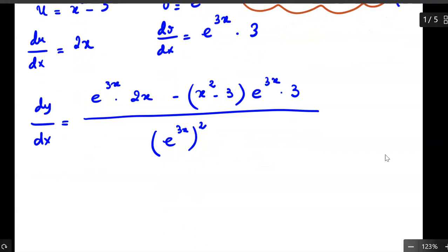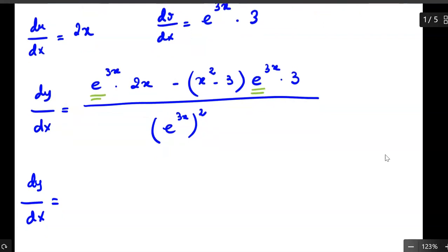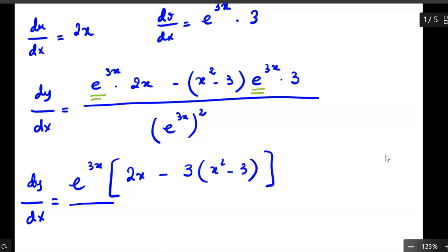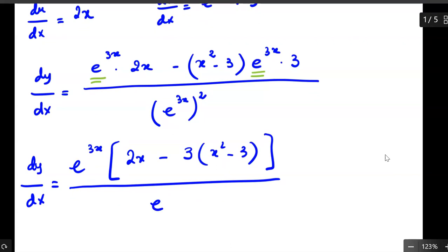Alright, so let's simplify this answer. You can see that you have e to the 3x here as your common term. So I will pull out the e to the exponent 3x. Inside the bracket, I am left with 2x for the first term. For the second term, I will be left with 3 times x squared minus 3 in the bracket, and close the bracket. And in this case, I should have e to the 3x raised to the exponent 2 in the denominator.